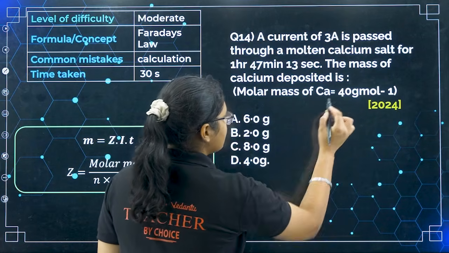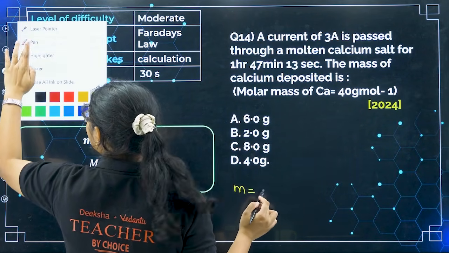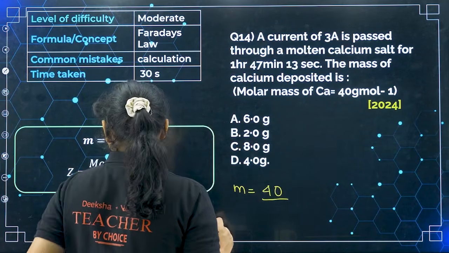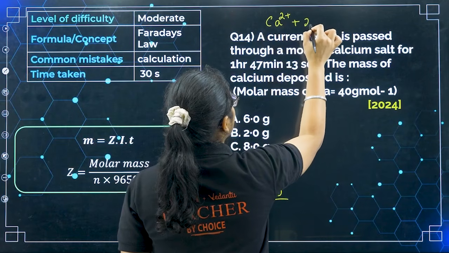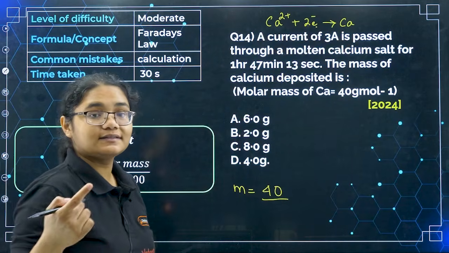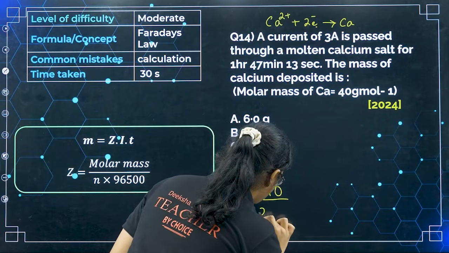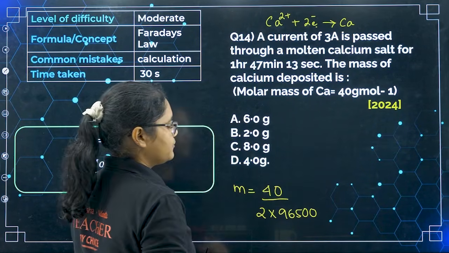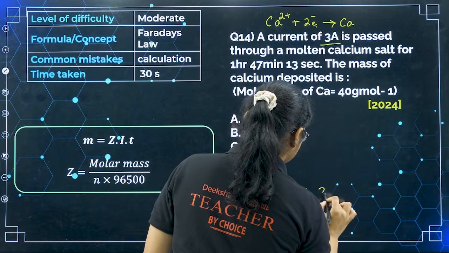What is Z here? Molar mass of calcium is 40. So just put here 40 divided by N value. How much is the N value? Calcium, if you see, the charge is 2 plus, right? So what is the N value here? N value is 2, divided by 96500. Next I have current. Current is how much? 3 amperes.